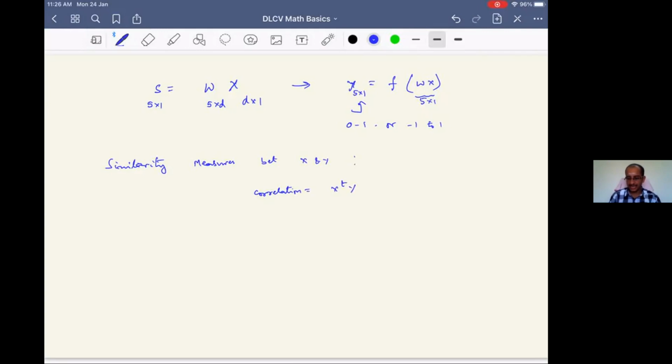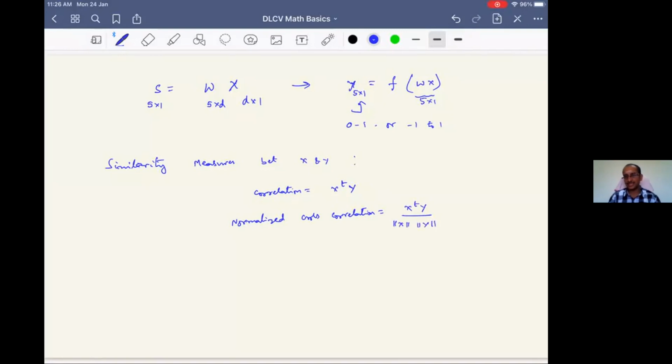Correlation is a measure that gives similarity. And more than that, if we would like to confine the similarity computed to a particular range, we can use normalized cross correlation: X transpose Y by the product of their norms.